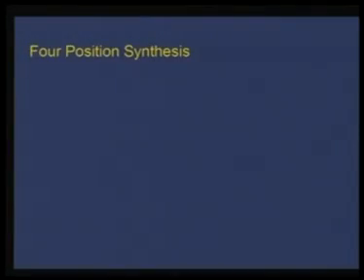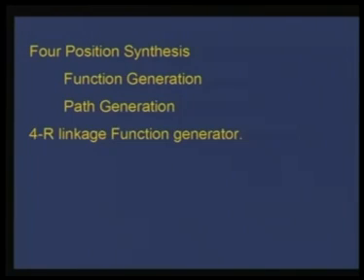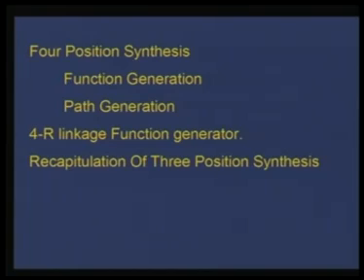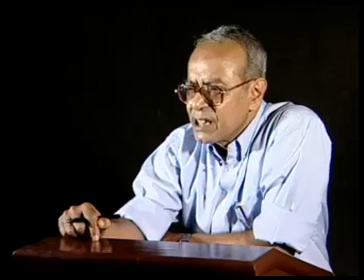Now we will discuss how to get 4-position synthesis. If we recapitulate the function generation and path generation for 3-position synthesis, what we have seen is that we consider the 3 inverted positions of a particular revolute pair, and then the center of the circle passing through those 3 inverted positions determines the location of the other revolute pair.